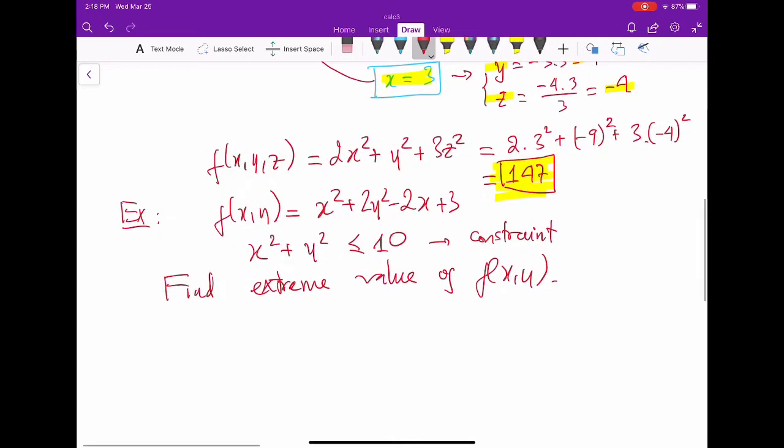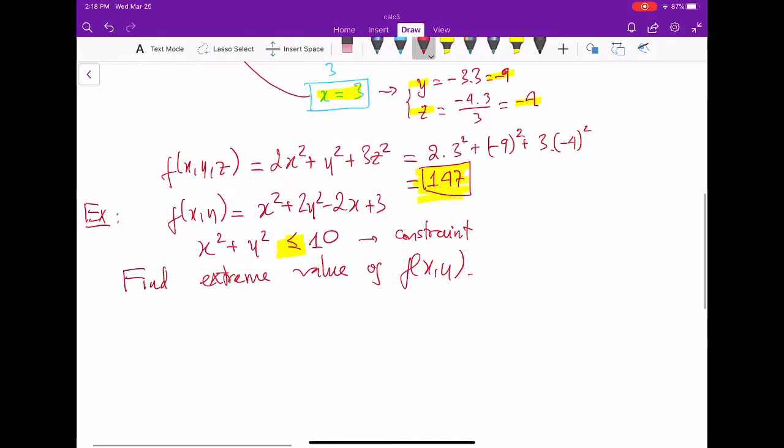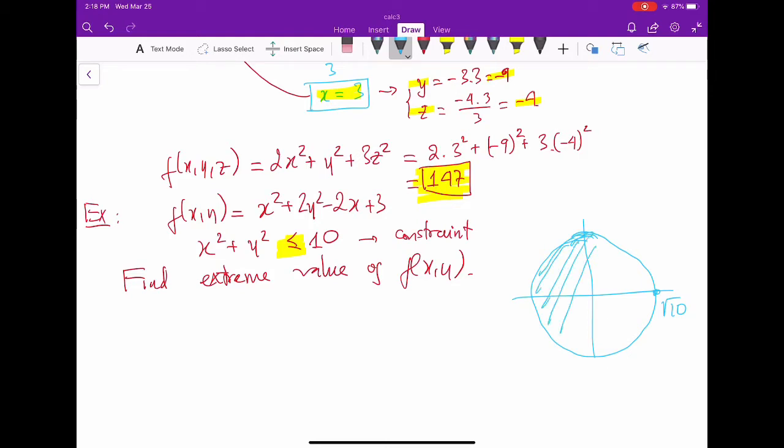What is the difference between this problem and previous problems? The difference is right here. The constraint is less than or equal to 10. That means not only on the circle, but the domain is everything inside the circle, right? Because that is the equation of the circle. So I can write like this. The radius is square root of 10. So that is the whole constraint, not only on the circle, but everything inside the circle.